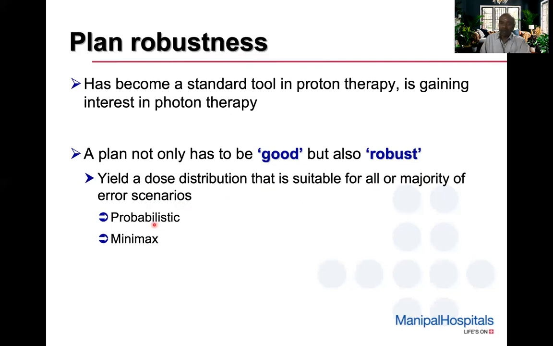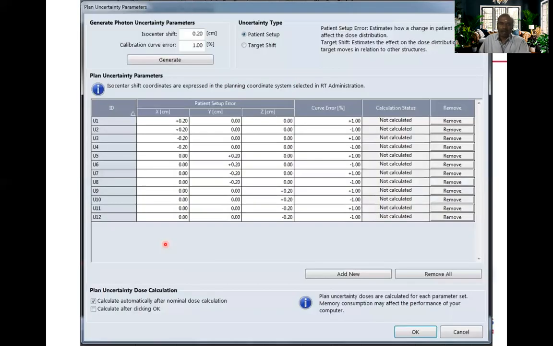There are two types of approaches. One is the probabilistic approach, where a Gaussian type of error distribution is considered and incorporated into the plan evaluation. The other is minimax, which means that the worst error scenario is considered, optimization is done for it, and we see whether it gives a good result or not.